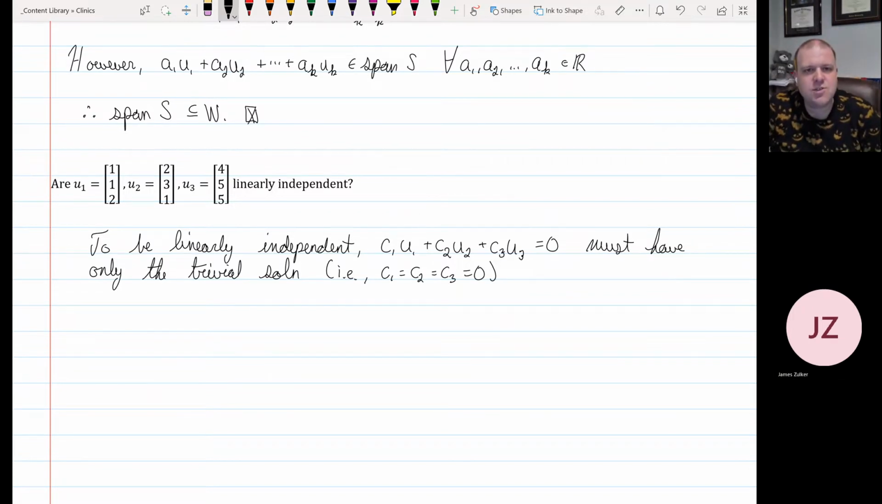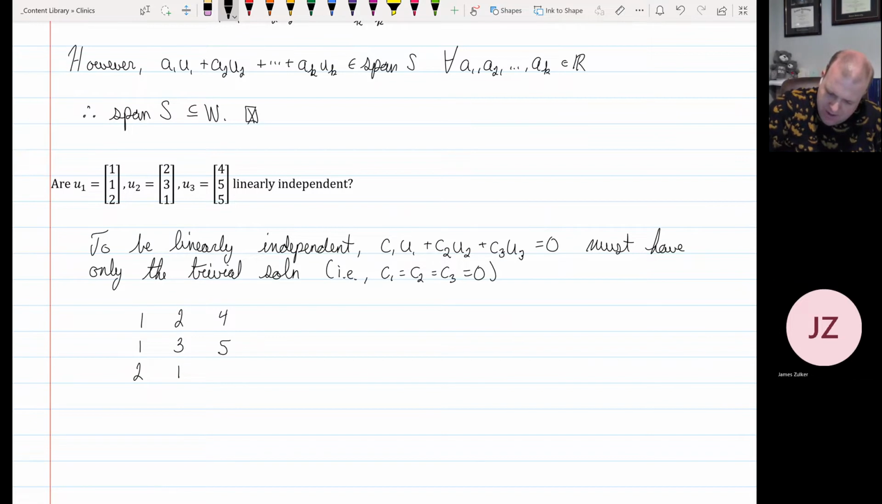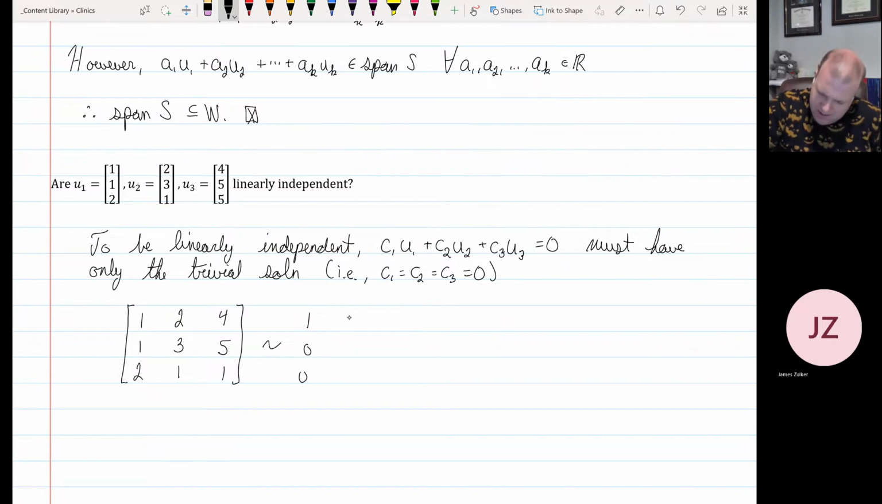Well, the easiest way to do this is to set up the coefficient matrix and row reduce it. If you get anything other than the identity matrix, then you cannot have only the trivial solution, right? You have a non-trivial solution. Well, again, using a similar argument, the first column will be U1, the second column will be U2, the third column will be U3. All right, we now go ahead and RREF this, and we'll get 1, 0, 0, oopsie, 0, 1, 0, and then 2, 1, 0.